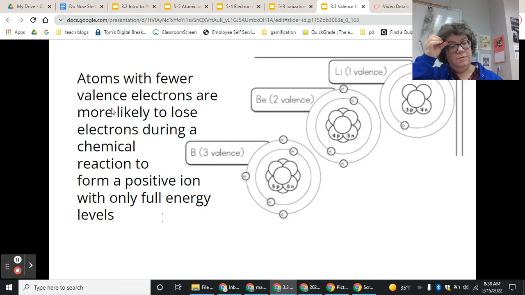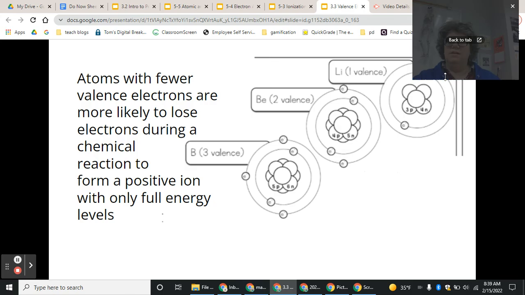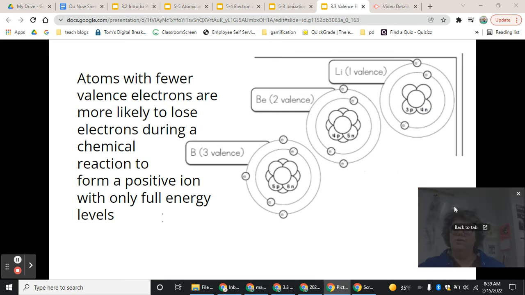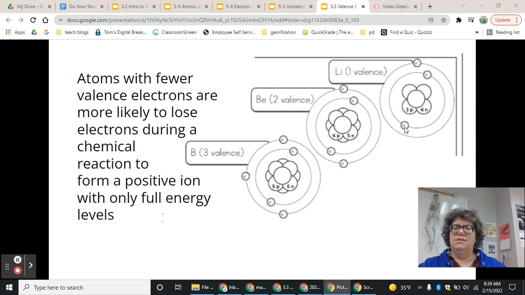All right, moving up to the top of your notes. You can see here are some examples of some atoms: lithium, beryllium, and boron. Lithium has 1 valence electron. You can see there in this first energy level it has its 2 electrons, and then there's 1 in that outer energy level to make 3 total electrons. Beryllium has 2 valence electrons, again 2 in that level and then 2 in the outer level for a total of 4. And boron has 5 total, 2 and then 3.